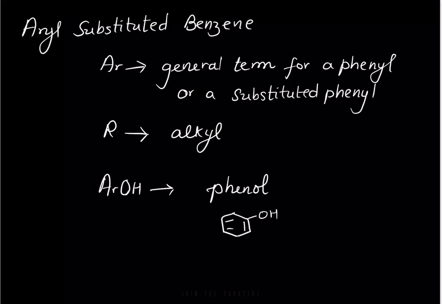Okay, aryl substituted benzenes. So what are aryl substituted benzenes? In general, the aryl substituted benzenes are represented by Ar, just as you have R for any general alkyl group. And here is a great example for it. If you have an OH present on a benzene ring, it's actually called phenol, right? So a good representation for phenol is going to be ArOH, meaning that you have an OH on the benzene ring.